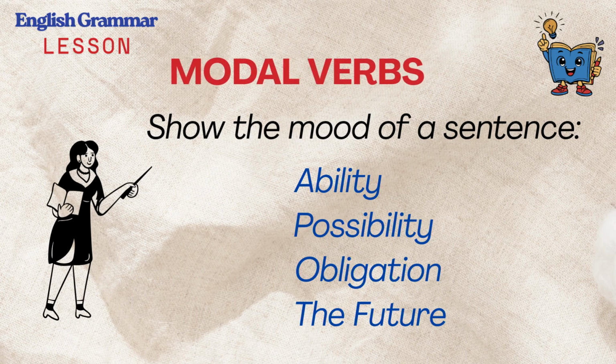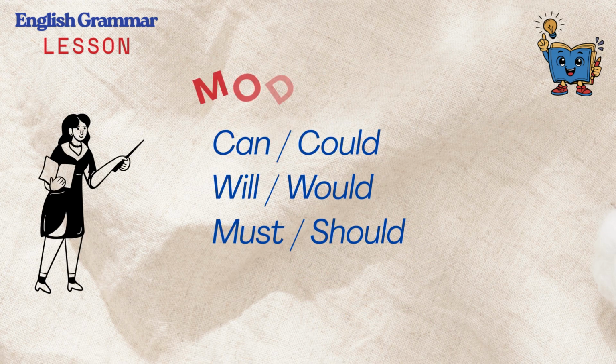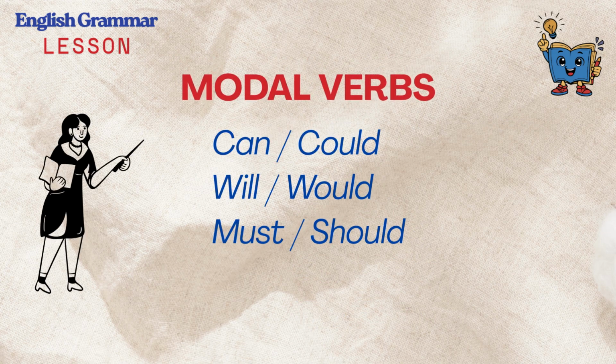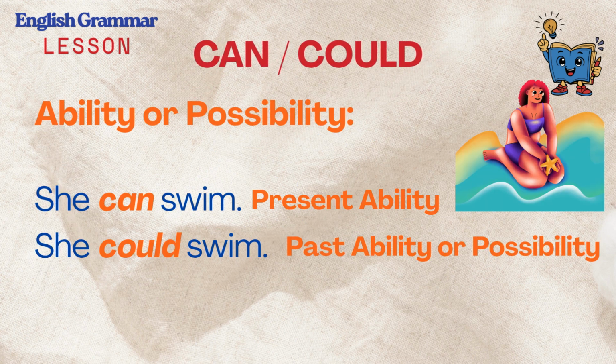Finally, let's talk about modals. These are special helping verbs that show us the mood of a sentence, like ability, possibility, obligation, or the future. Modal verbs can, could, will, would, must, should. Can, could expresses ability or possibility.